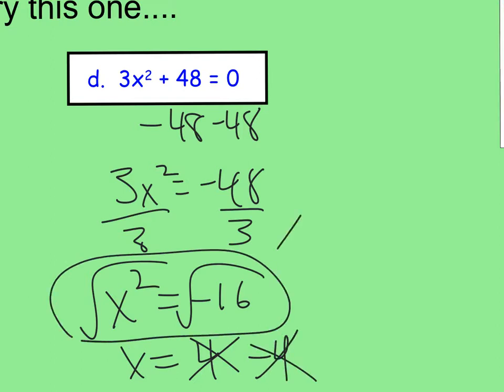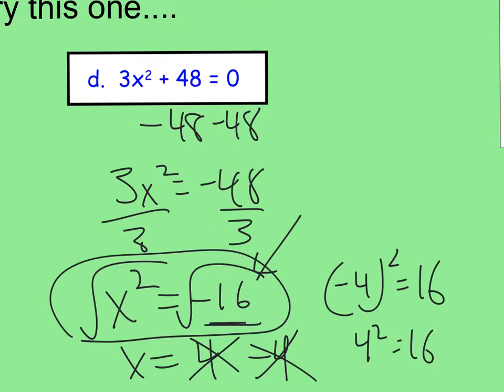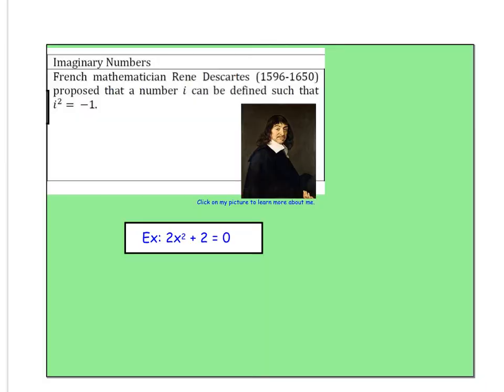I can't take the square root of a negative number. You can think about what multiplies by itself to get negative 16. Well, nothing, because even negative 4 squared is positive 16. 4 squared is positive 16. There's no way to get negative 16. Here's where complex numbers come in.